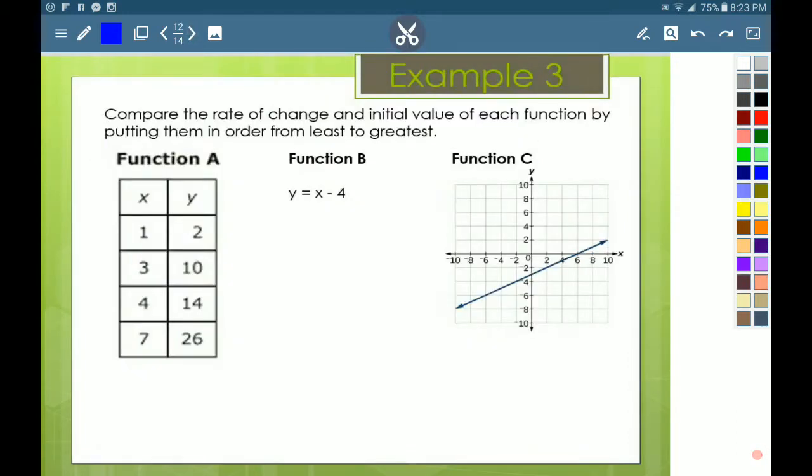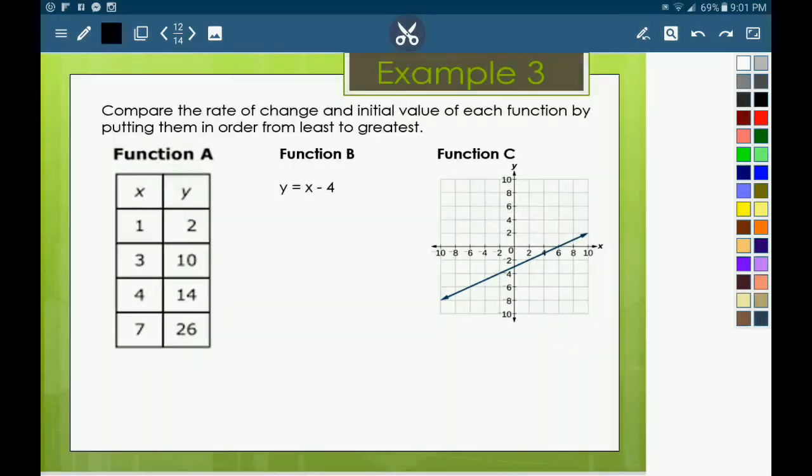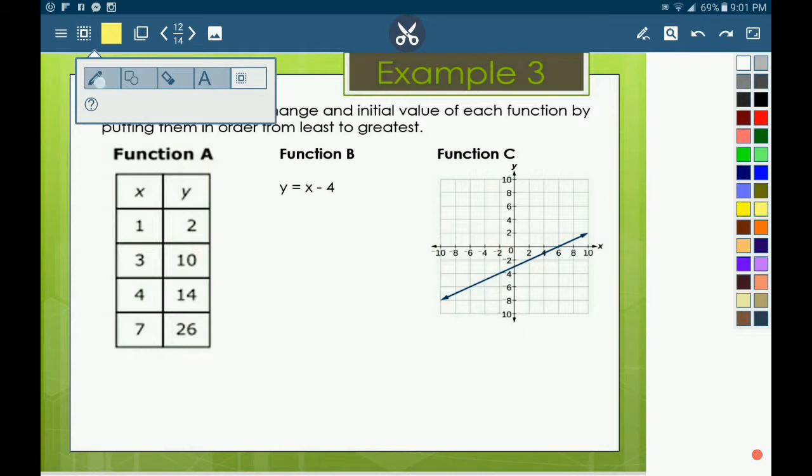So now let's go into one last example. All right, so in this example, it says compare the rate of change and initial value of each function by putting them in order from least to greatest. So I'm finding 2 things here. I'm finding the rate of change and I'm finding the initial value.